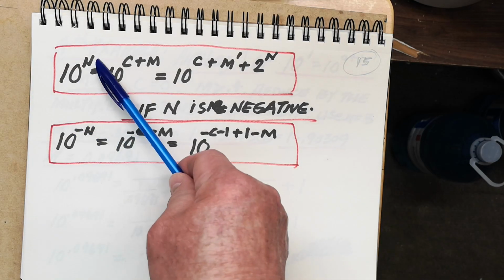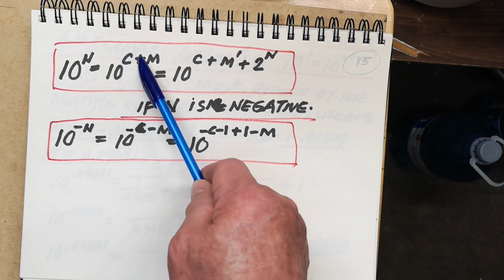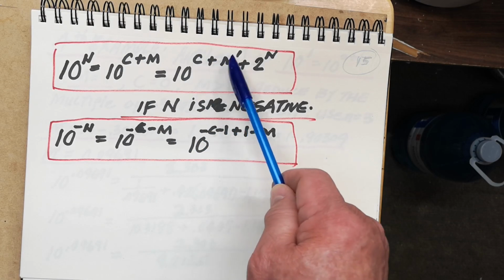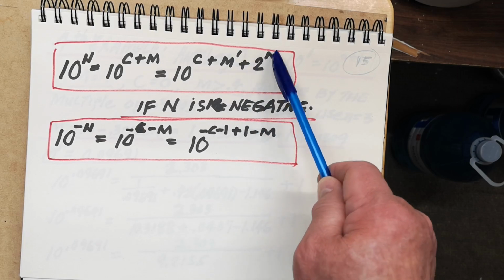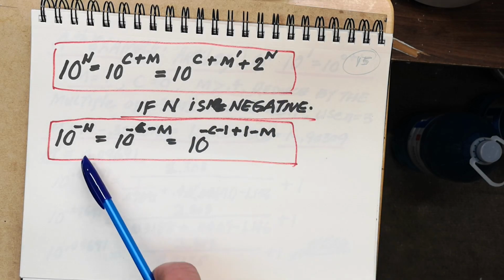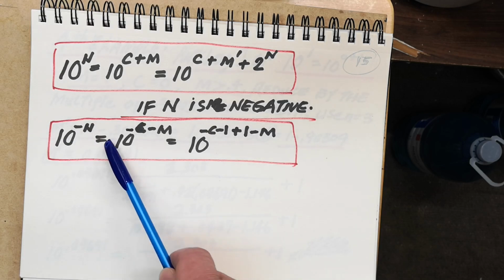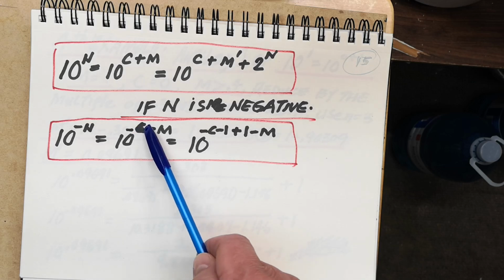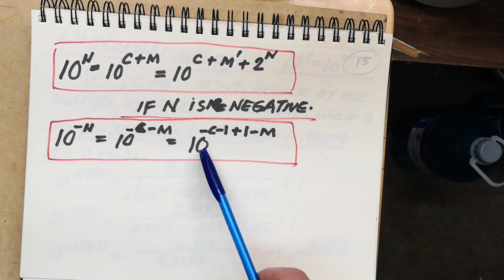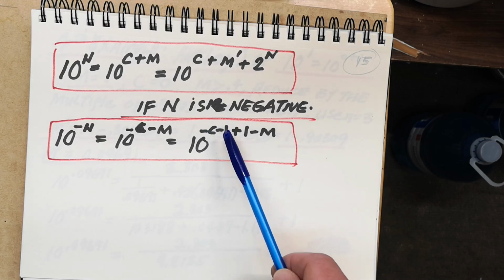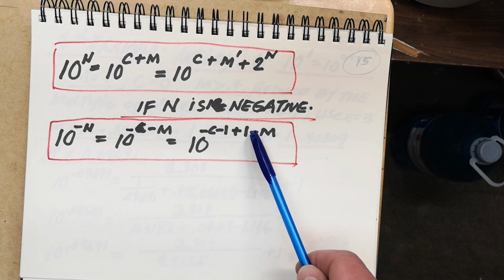So 10 to the n is equal to 10 to the c plus m, which is equal to 10 to the c plus m prime times 2 to the n. If n is negative, 10 to the negative n is equal to 10 raised to the negative c minus m, which is equal to 10 raised to the negative c minus 1 plus 1 minus m.